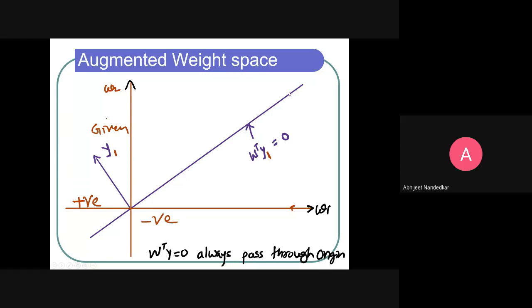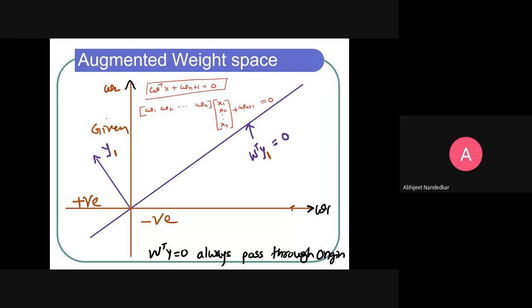Now that was the space called feature space. You can do the same thing in augmented weight space. What is augmented weight space? We have W transpose X plus Wn+1 equal to 0. This was our equation of line earlier. If I write this properly, this is W1, W2 and so on up to Wn, so this is W transpose. Then X is X1, X2 up to Xn, plus Wn+1.